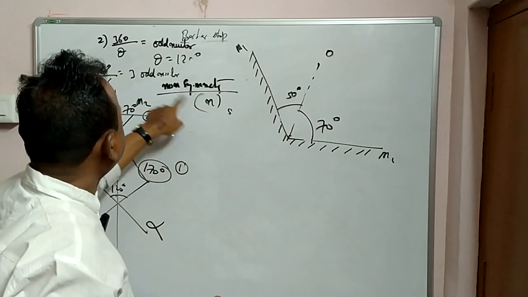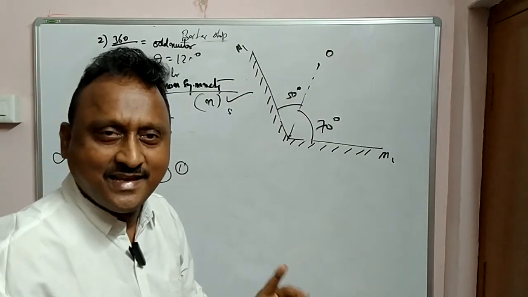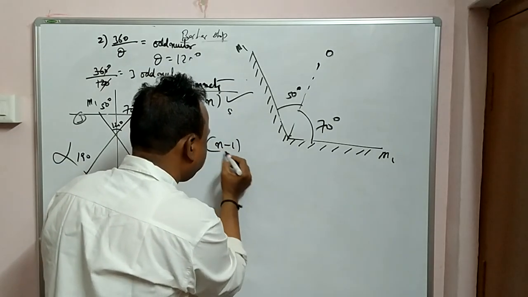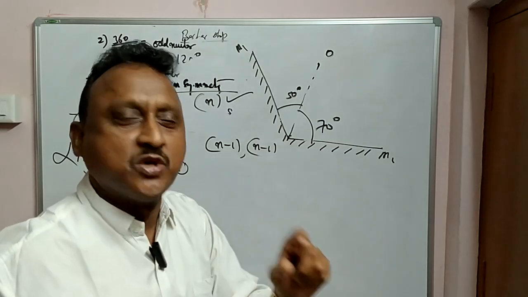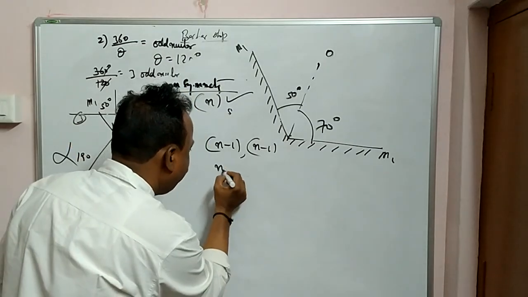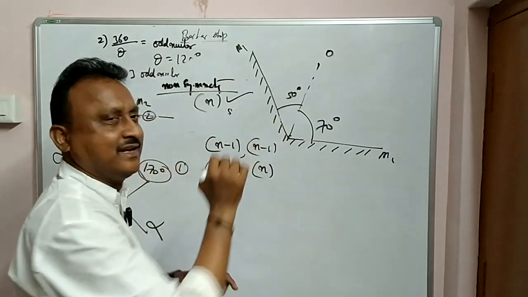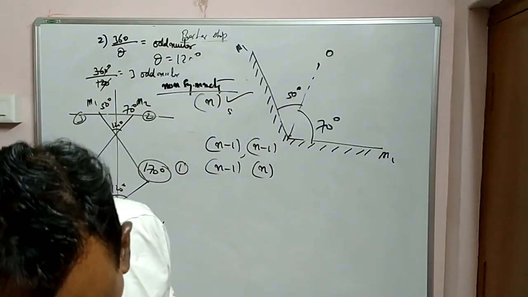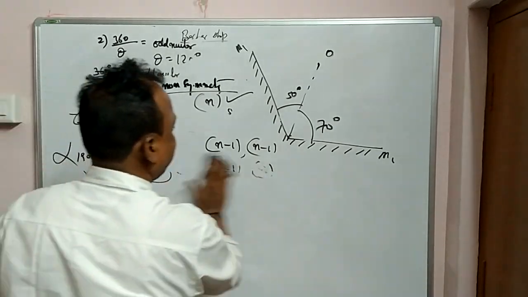1 2 3, so 3 only, so the formula is right. Clear? In even number, symmetry or non-symmetry, number of images for even n is n minus 1. And when n is odd number, for symmetry n minus 1, and for non-symmetry number of images are n. Clear? So these are very very important formulas regarding the plane mirrors.